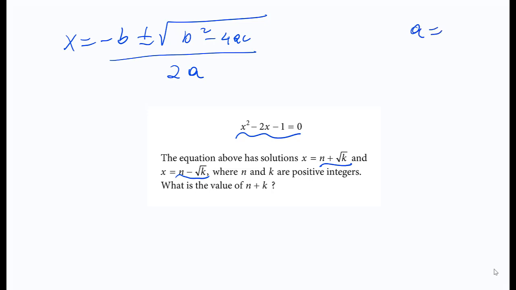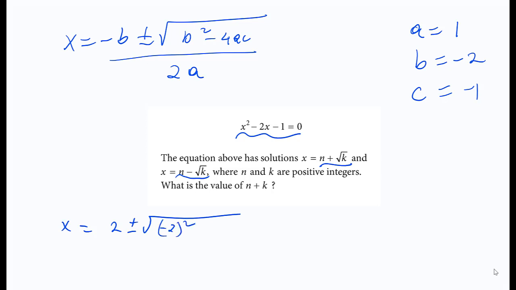A is going to be equal to 1, b is going to be equal to negative 2, and c is going to be equal to negative 1. So using the formula now, we're going to have x equal to minus b, so that's minus negative 2, which is simply 2, plus or minus the square root of b squared, so negative 2 squared, minus 4 times a, which is 1, times c, which is negative 1, all divided by 2a, which is 2 times 1, which is just 2.